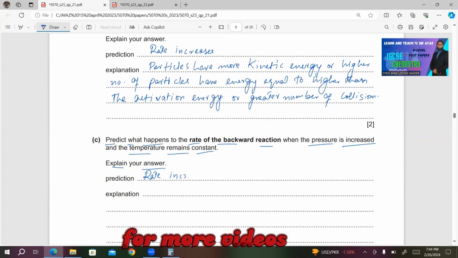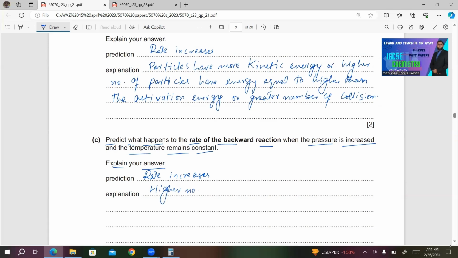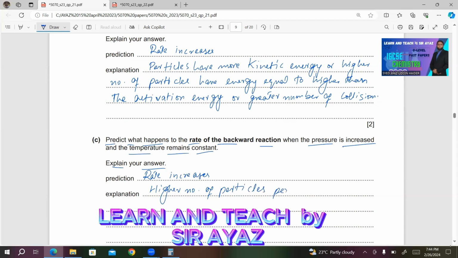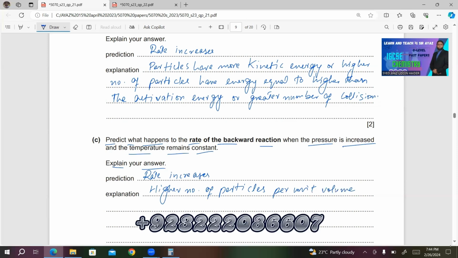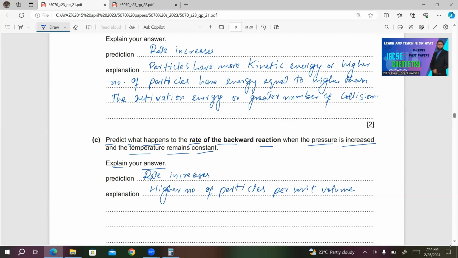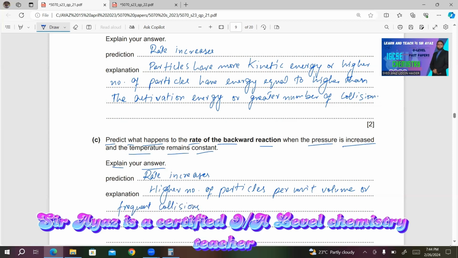Rate increases because you have a higher number of particles per unit volume, so you have frequent collisions taking place.